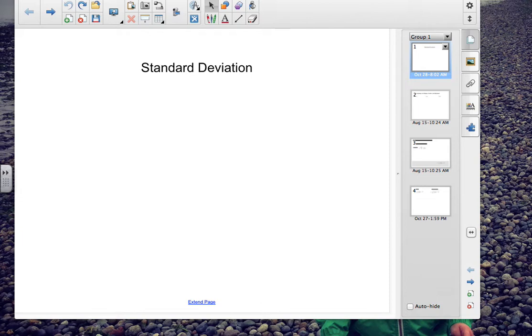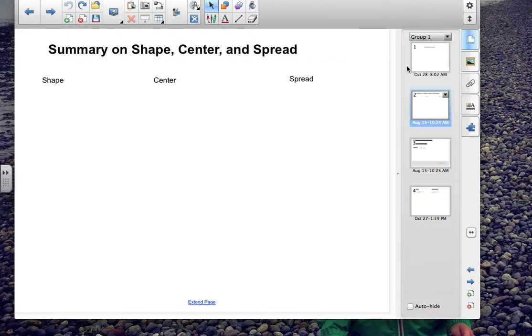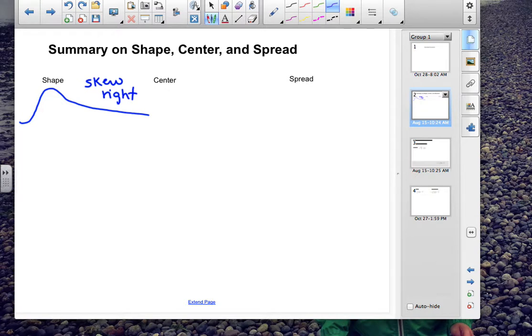Before standard deviation, I want to go back and discuss a couple of things that we've talked about in recent days, and those are shape, center, and spread. So we previously talked about some shapes. For example, we talked about a shape that kind of looked like this. We called that a skew right. We also talked about the shape that looked like this, which we called a skew left.